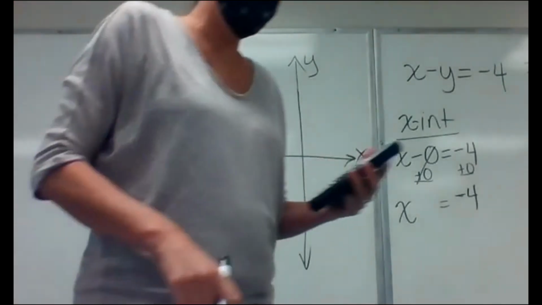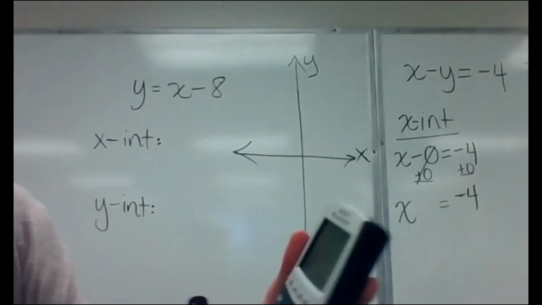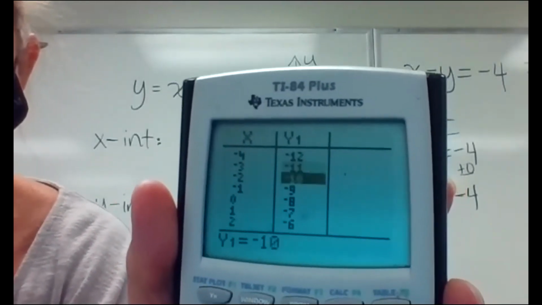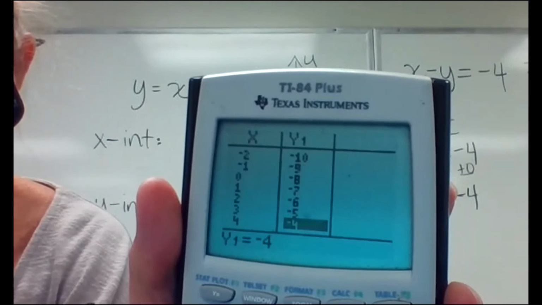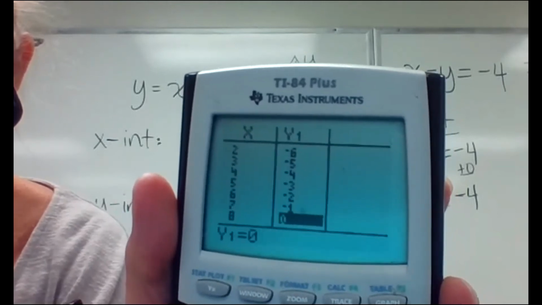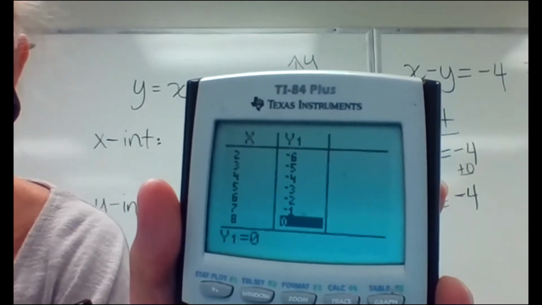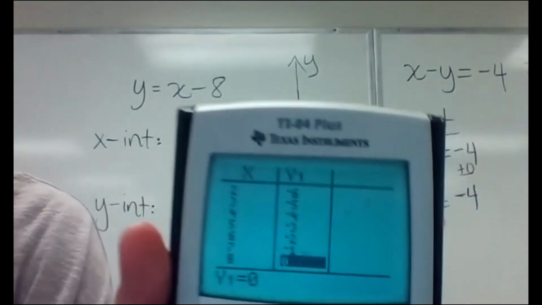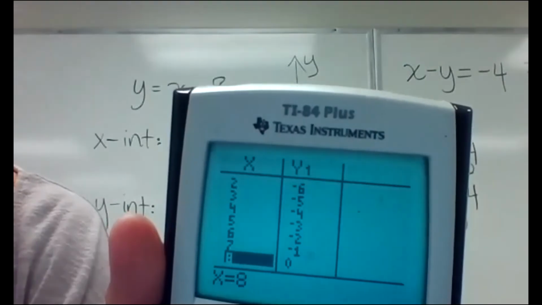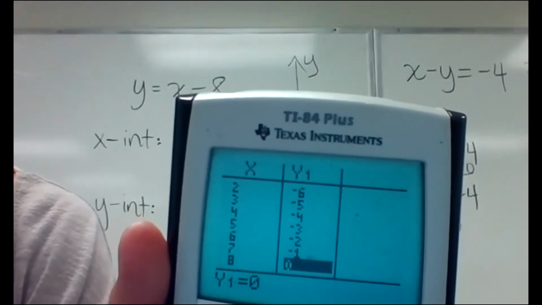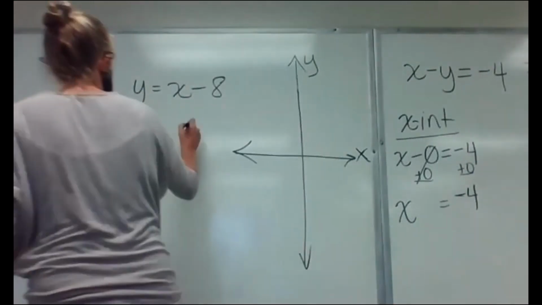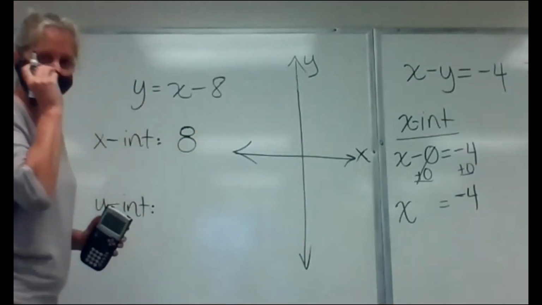The X-intercept is where the Y is 0. So you'll come over here to the Y's. It looks like we're getting closer to 0. We're getting up to 0 over here. Just keep scrolling. There's -1. There's 0. What's the X that goes with it? +8. When Y is 0, X is +8. That tells me it's going to cross the X-axis at +8.